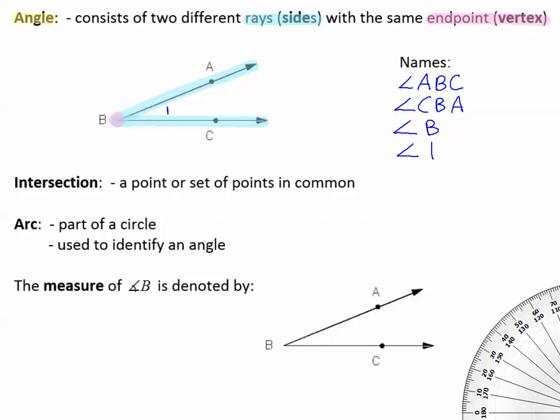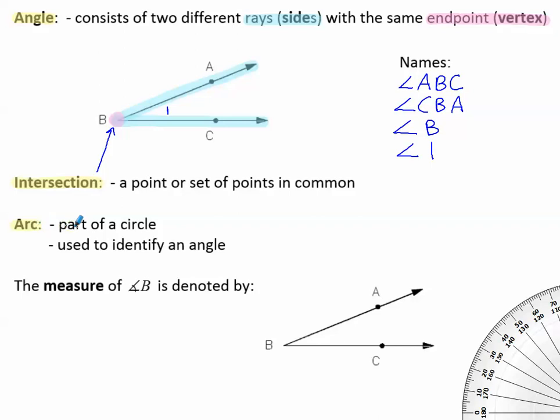The intersection, or any intersection, is a point or set of points that is in common. So for example, where this ray meets this ray is the intersection point B. That is the intersection of these two rays, or the sides of the angle. So the intersection of the rays for the sides of the angle will be the vertex of the angle.